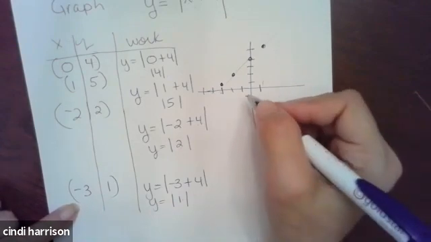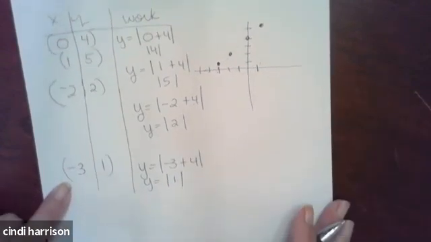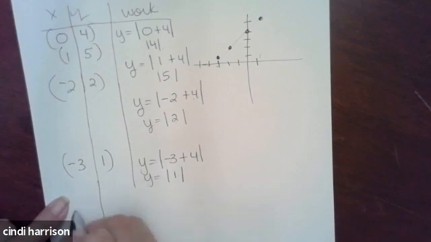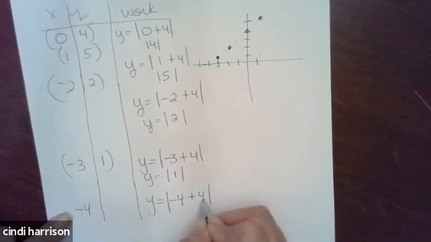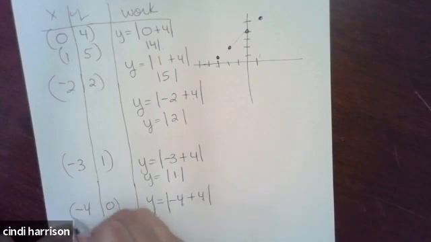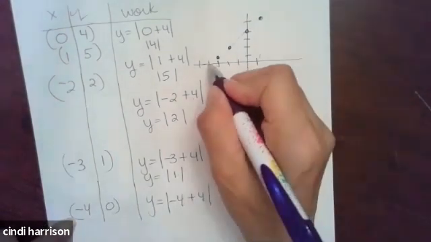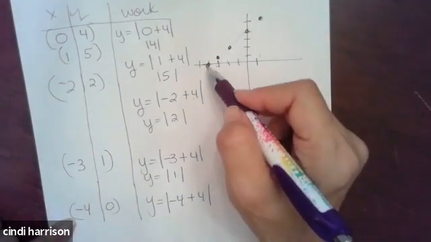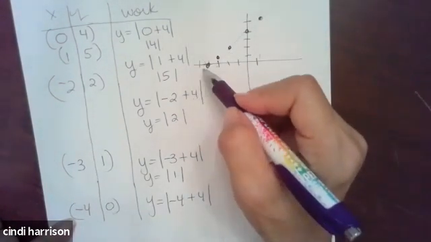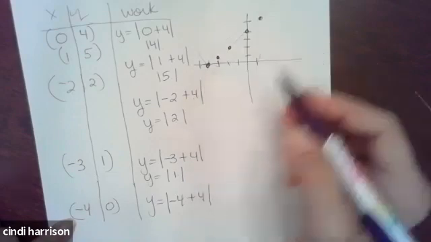So let's keep going. Let's see what happens at -4. So -4, y equals the absolute value of -4 plus 4. -4 plus 4 is 0, and the absolute value of 0 is 0. That gives us another point. We still don't have the V. We have it coming all the way down. I bet it's going to turn here. So let's see what happens at -5.